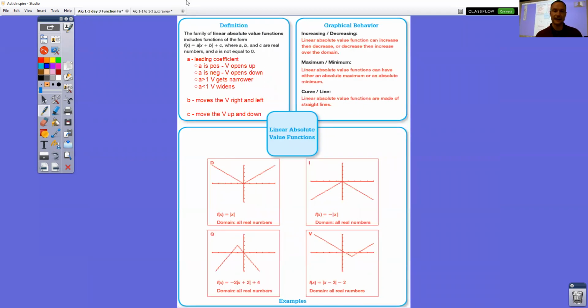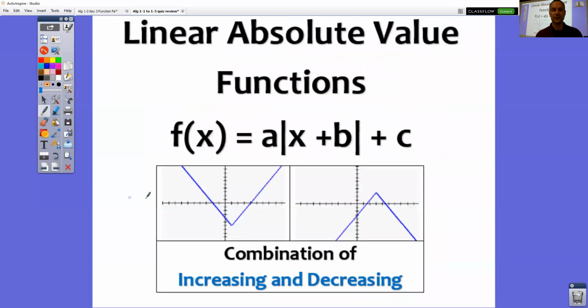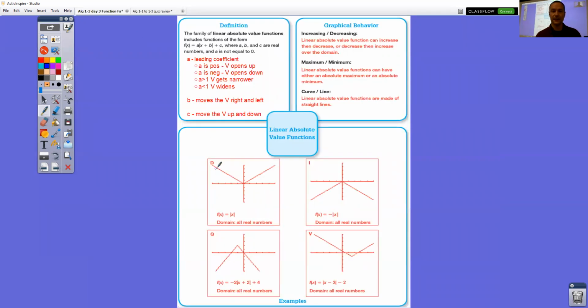Our next one is the linear absolute value function family. So the linear absolute value function family always has these two straight up and down lines in them. That is the absolute value. Now that absolute value makes it form a V-shaped graph. It could be upside down, but it is a combination of increasing and decreasing. With the linear absolute value function family, you're always going to get that V-shaped graph. Normally, if a is positive, the V is going to open upwards.